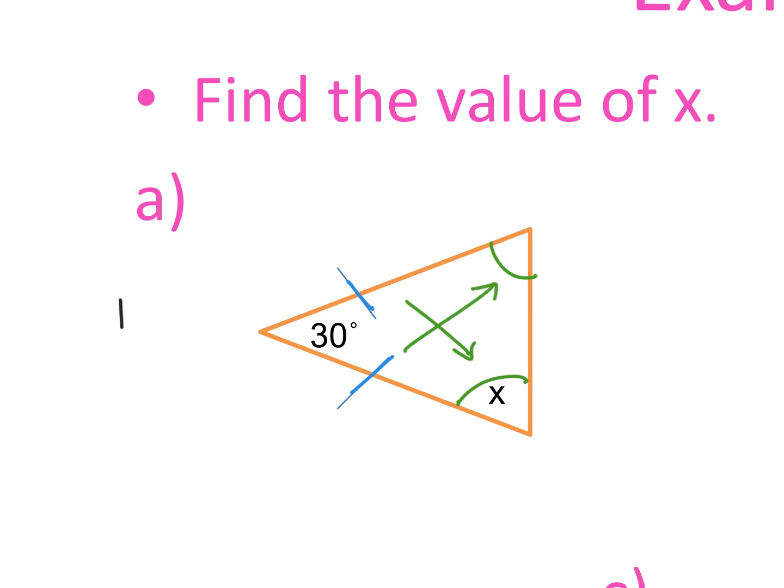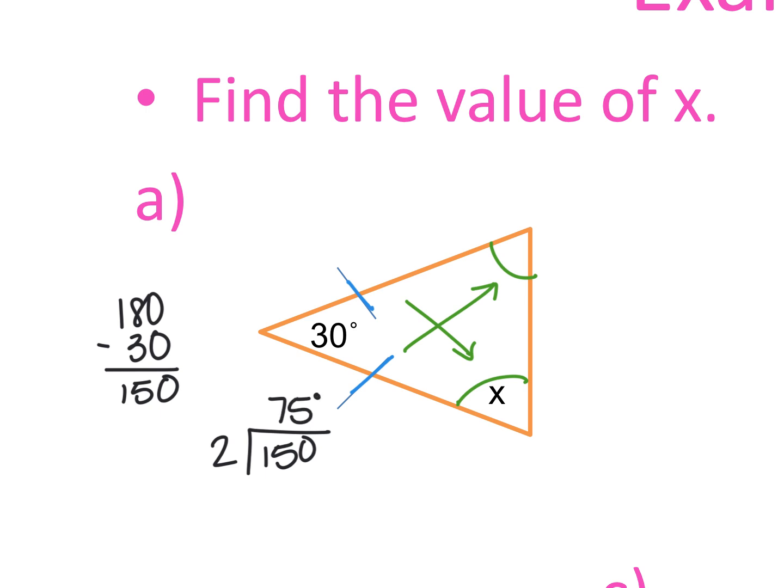So I would first do 180 minus 30. I'm going to get 150. And then take that 150 and divide it by 2. And I'm going to get 75 degrees. So that means both these angles are going to be 75 degrees. That one wasn't too difficult. Okay, questions on A?